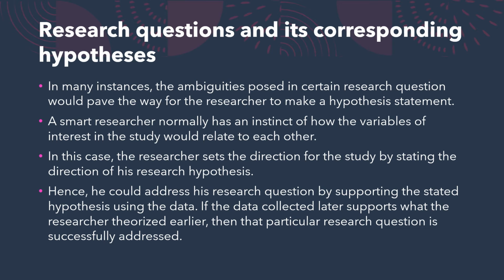Research questions and its corresponding hypotheses. In many instances, the ambiguities posed in certain research question would pave the way for the researcher to make a hypothesis statement. A smart researcher normally has an instinct of how the variables of interest in the study would relate to each other. In this case, the researcher sets the direction for the study by stating the direction of his research hypothesis. Hence, he could address his research question by supporting the stated hypothesis using the data. If the data collected later supports what the researcher theorized earlier, then that particular research question is successfully addressed.